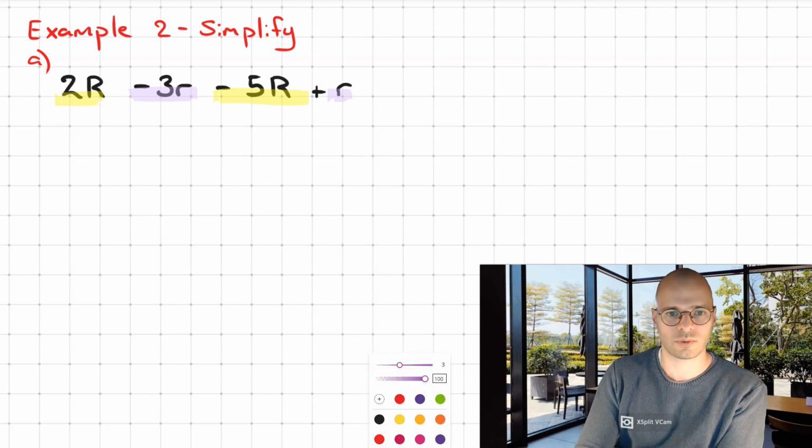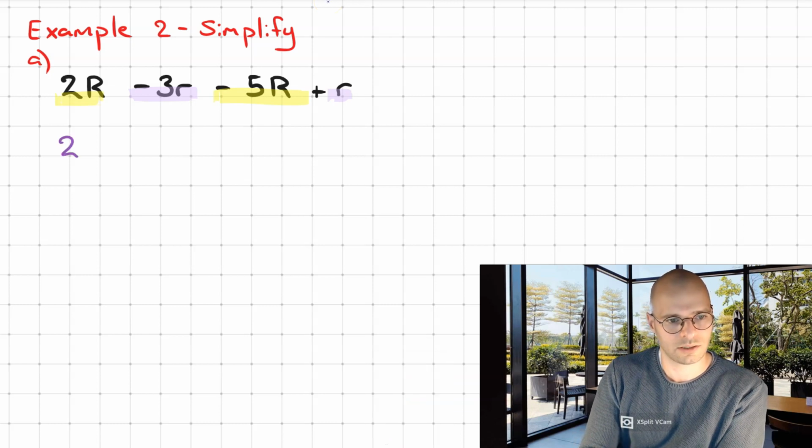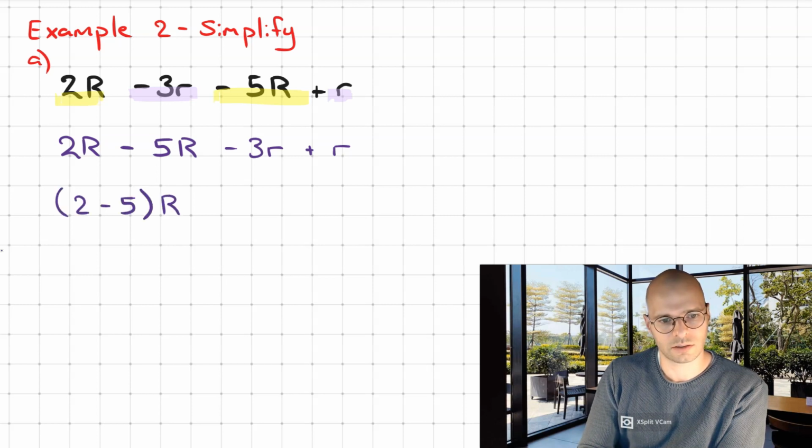Consequently, we need to rearrange this. So we'll start off with the big R's. We'll go big 2R, take 5R. Then I have the negative 3r plus r, knowing that this is an implied 1r. Okay, next line. What I'm going to do is put all the coefficients together. So I'll go 2, take 5, big R, plus, in brackets, minus 3 plus 1, r.